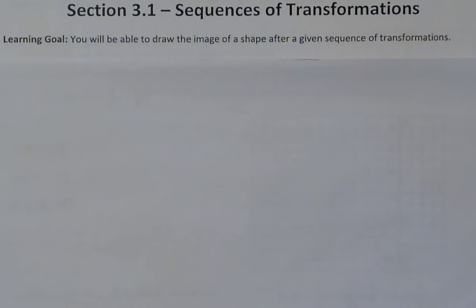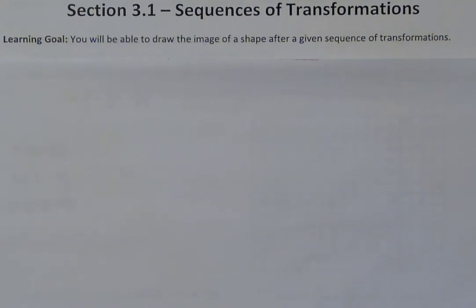Up to this point, we've always done one transformation at a time. We just translated a shape, so we slid the shape to one spot, left or right, up or down. We either reflected the shape or we rotated it given the situation. Today we are going to add in a sequence, where that means there's going to be multiple different transformations occurring.